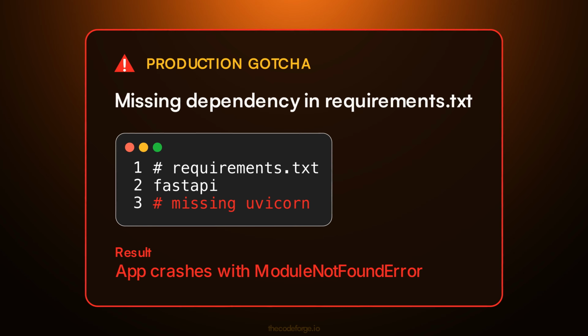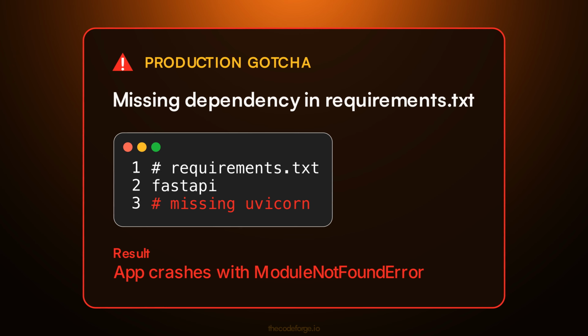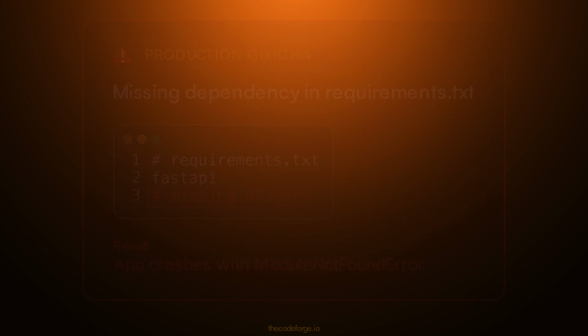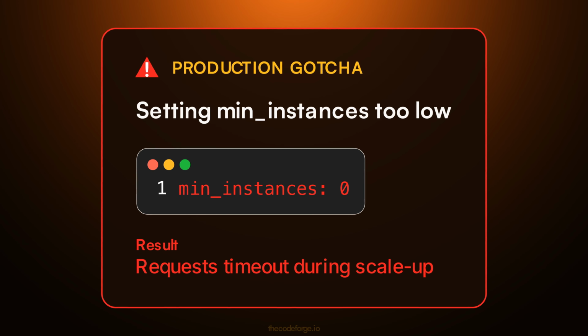If your requirements.txt is missing a dependency, the build will succeed but the app will crash on the first request. Always run pip install -r requirements.txt in a clean environment before deploying. Scaling up takes 30-60 seconds. If you get a sudden traffic spike, early requests will time out. Set min instances to handle your baseline traffic to avoid cold starts.